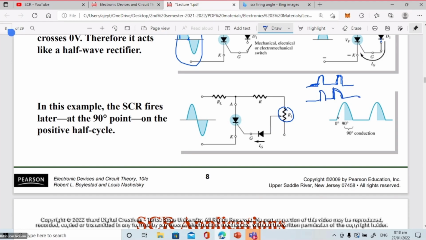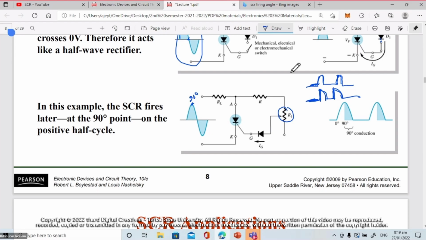This is 90 degrees, which means the SCR is triggered, or turns on, at the moment it reaches 90 degrees of the half cycle of the signal. That is what we call the firing angle: how large the angle is before conduction occurs in the SCR.